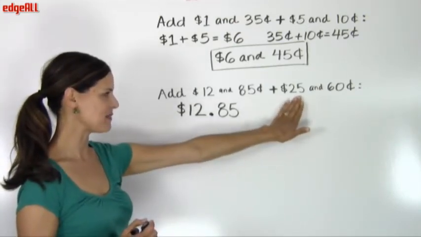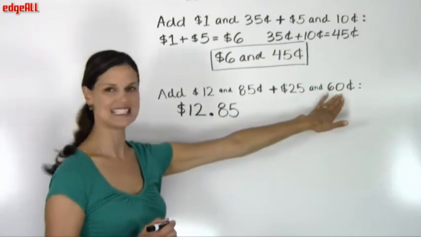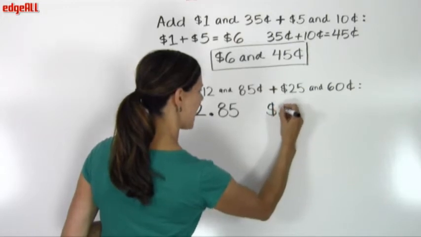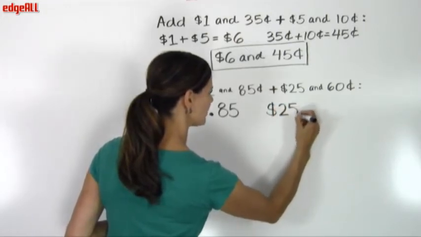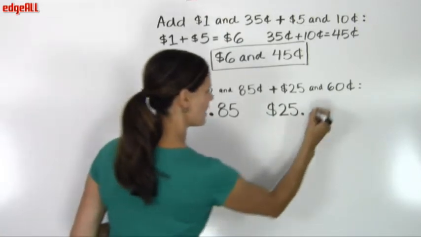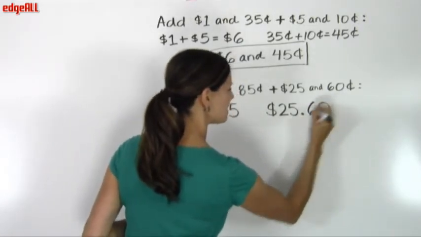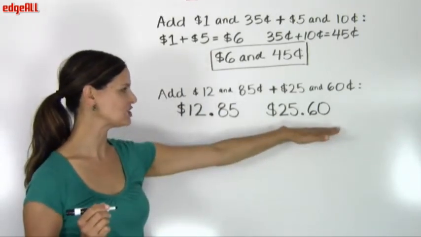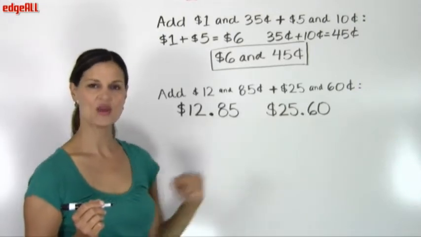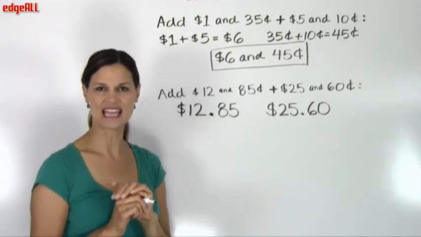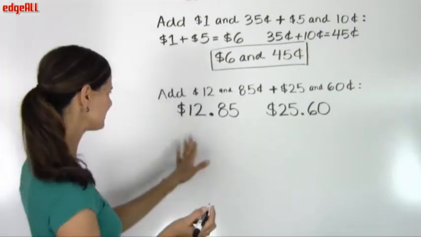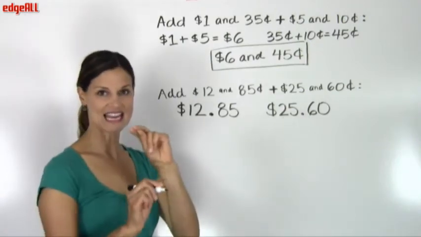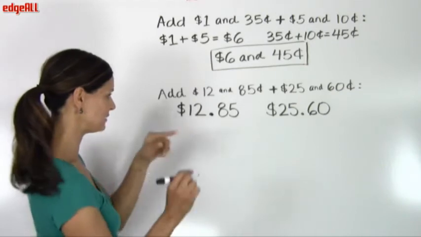Now I'm going to do the same thing for my $25.60. So I'll put my dollar sign first, and 25 is my dollar amount. That comes first, then the point, and then my cents amount, which is 60 cents. So now that we have our two amounts in point form, we are now going to line them up vertically like we do with regular addition problems. What I want to be careful with in this case is I want to make sure that I line up my points directly above and below one another.